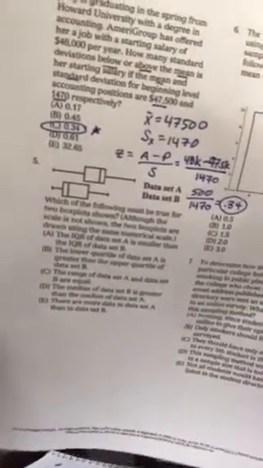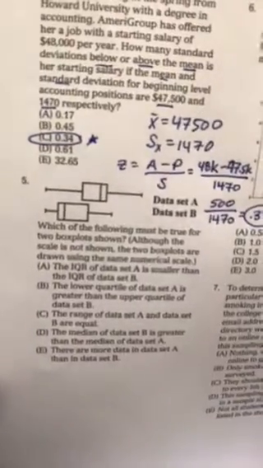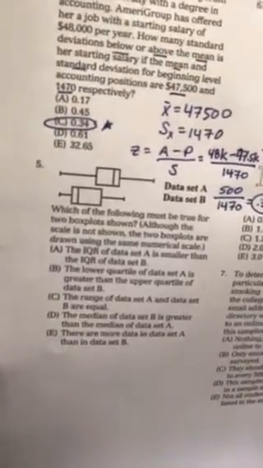Question number 5. They gave me a picture. So here's some important things I'm noticing. It's saying, which of the following things about these two box plots must be true? So I'm looking for the true one. I'm kind of ignoring the false ones.